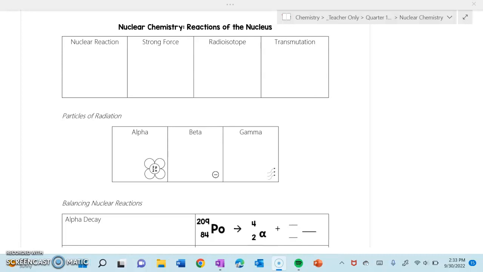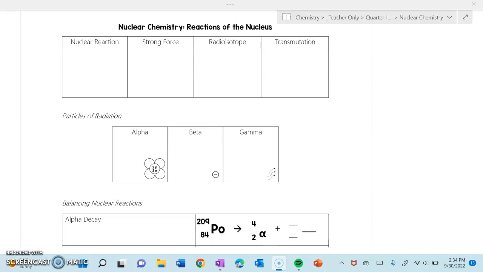Nuclear chemistry, reactions of the nucleus. If you think back to when we started talking about atoms, we discussed how protons and neutrons are the only particles located inside of the nucleus. So if you zoom into the nucleus with me for this week, we are just going to be focusing on those two particles in these types of reactions. And we call them nuclear reactions because they're occurring in the nucleus.